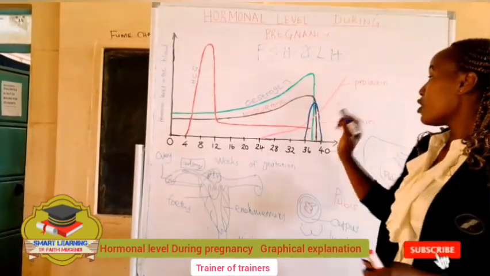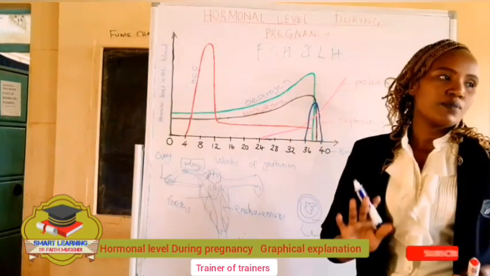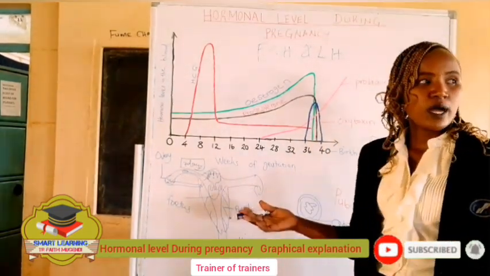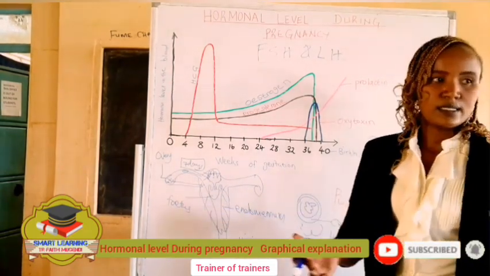Another role of progesterone is to ensure that no lactation takes place in mammary glands. And that explains why pregnant women do not lactate.